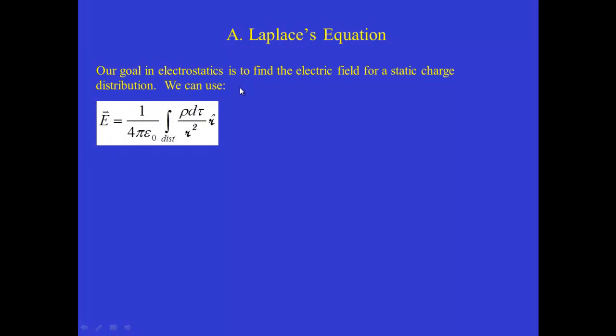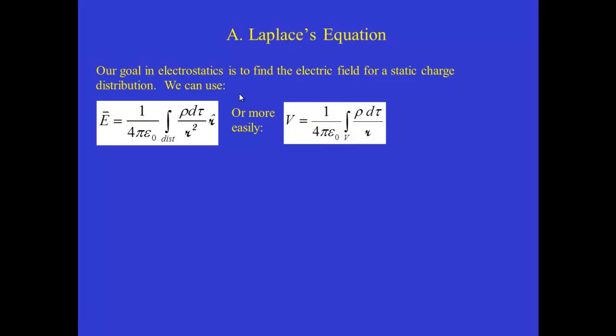So, there are several ways of finding the electric field of a charge distribution. We can always come back to Coulomb's law. Or, more easily, we can find the electric potential, which itself is a scalar. We start with the charge distribution, find the potential, and then take minus the gradient of the potential to find the electric field.